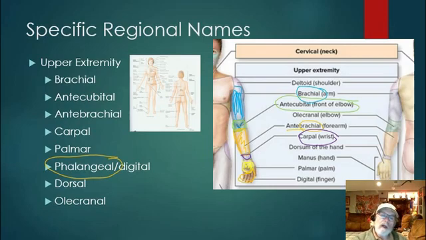Dorsum means the back of the hand. The back of the hand is the dorsal region. Okay, and in the back of the elbow, up in here, it's called the olecranal region. There's a small little part of the ulna which comes up there. The little funny bone that you feel back there, that's the olecranon process of the ulna, and so it sits in the back of the elbow, and that's called the olecranal region.